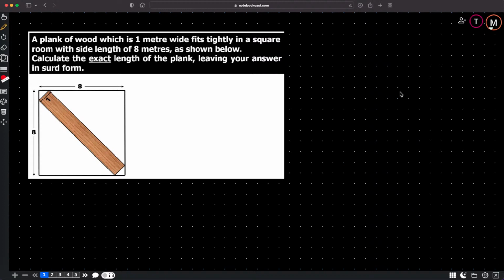So, do you want to get stuck into this one? Oh, is it me? I think it's your turn, isn't it? Sure. Okay, this question says a plank of wood which is 1 meter wide fits tightly in a square room with side length of 8 meters as shown below. Calculate the exact length of the plank, leaving your answer in surd form.